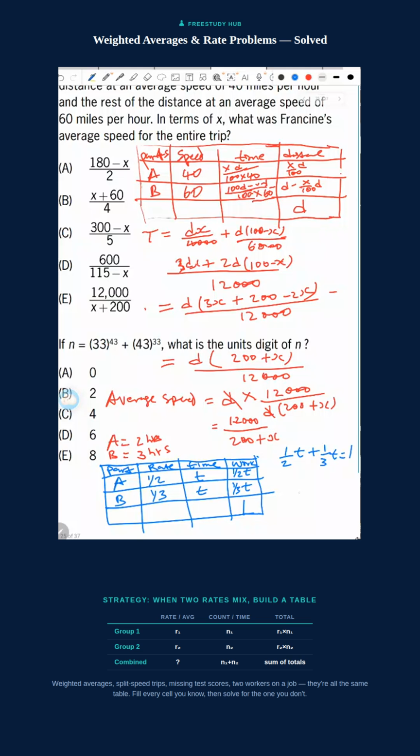If we resolve this, LCM, to save time, multiply everything by 6. Half times 6 is 3, so we have 3t plus 1 over 3 times 6 is 2, 2t. 6 times 1 is 6. 3t plus 2t is 5t. 5t equals 6. T equals 6 over 5 hours. If we now convert it to minutes, that is 6 over 5 times 60, which will give us 72.